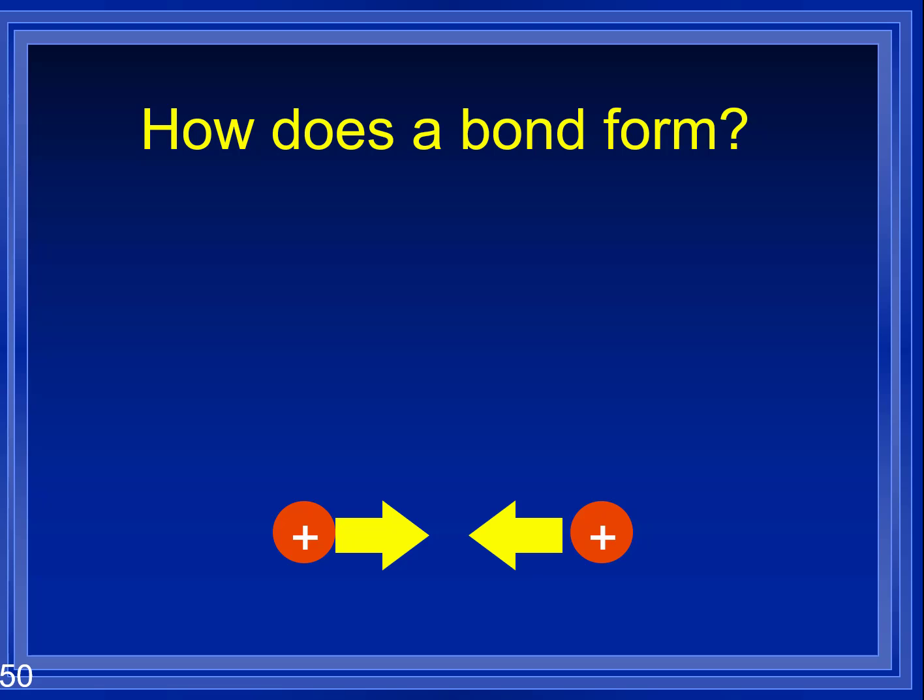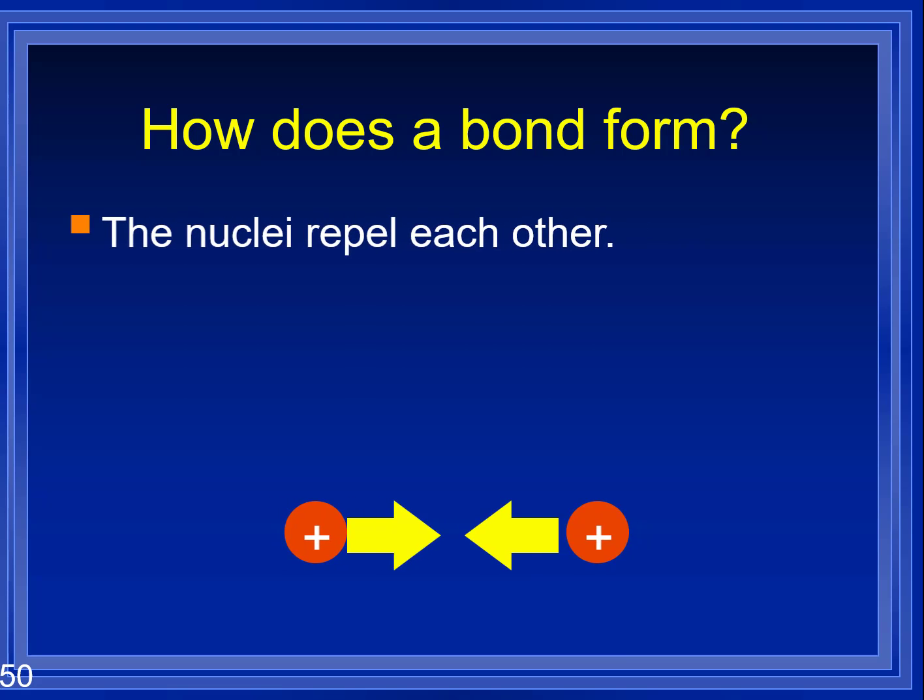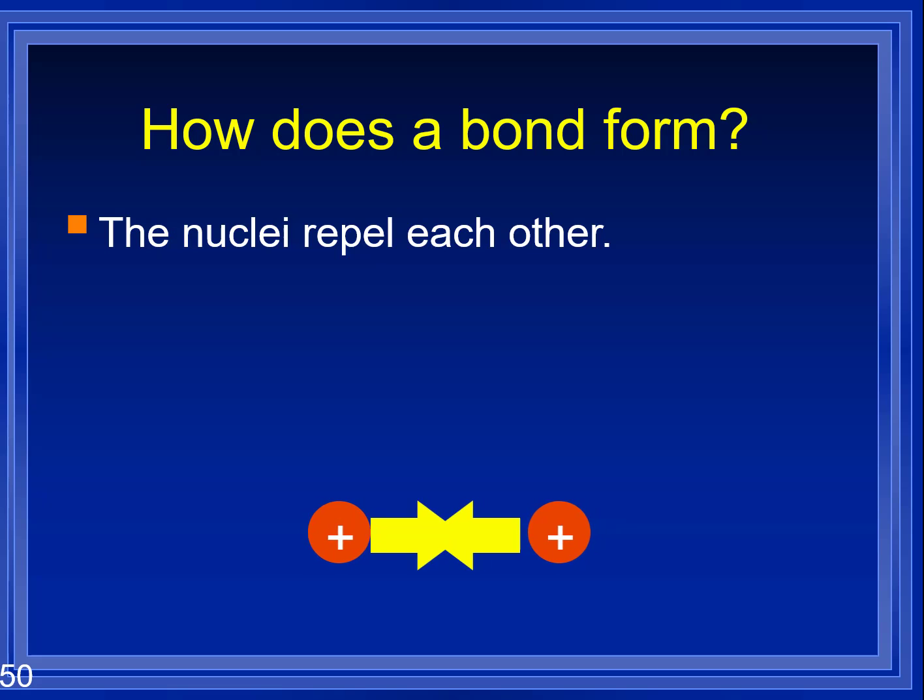Okay. Try to think about the simplest bond we can put together. 2 hydrogen atoms. Okay? I want to take 2 hydrogen atoms and push them together. How do they bond? Well, let's think about the forces involved. First of all, they have nuclei. And the nuclei have the same charge, so the nuclei will repel each other. They don't want to be next to each other.